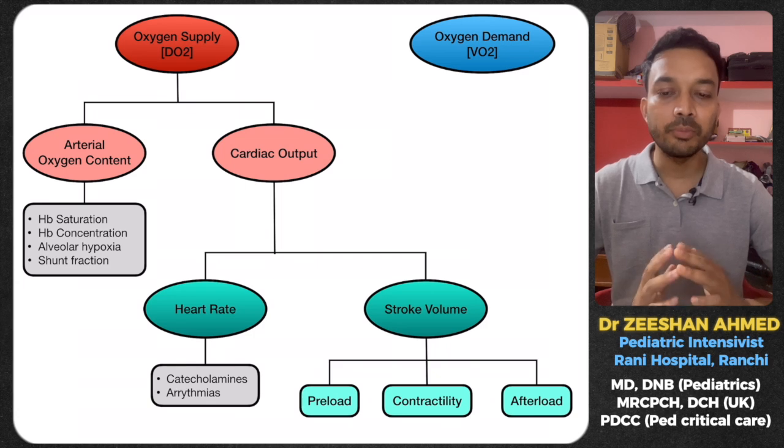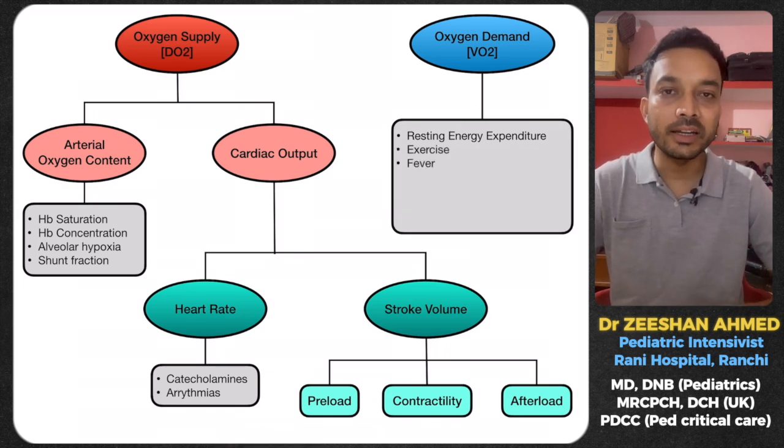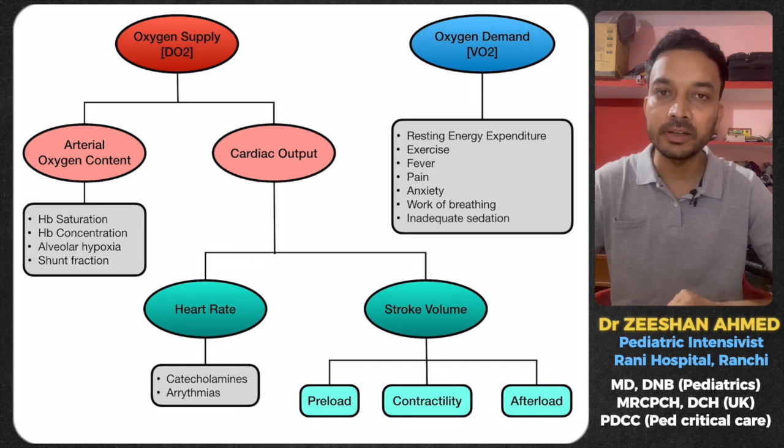So that was all about the oxygen supply, or the VO2. Coming to the VO2, or the oxygen demand. Oxygen demand can increase in a variety of conditions. The first one is resting energy expenditure, or the BMR. If the basal metabolic rate of any person is very high, then it will consume more oxygen.